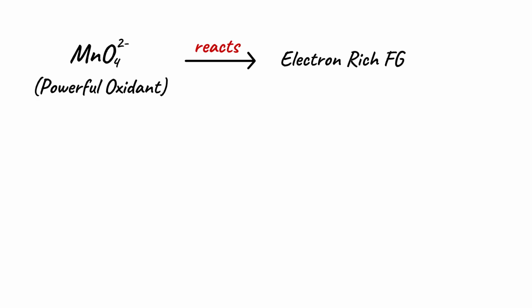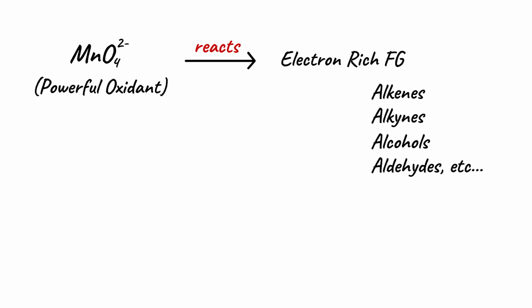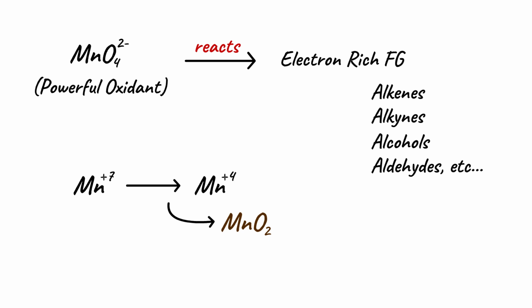The permanganate ion is a powerful oxidant that reacts with electron-rich functional groups like alkenes, alkynes, alcohols, aldehydes, and many other groups. The manganese reduces from +7 to +4 oxidation state, forming manganese dioxide, which is the brown insoluble product you see on the plate.